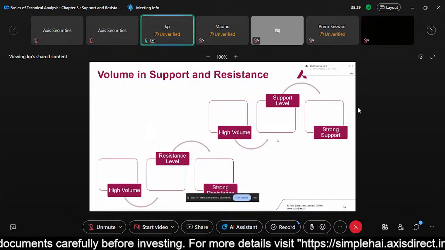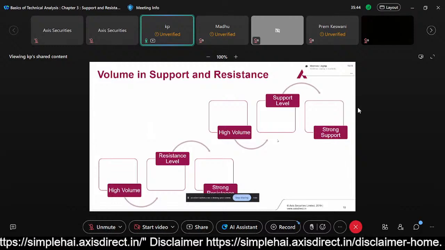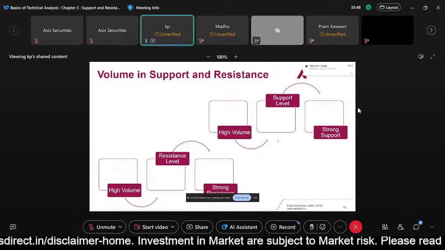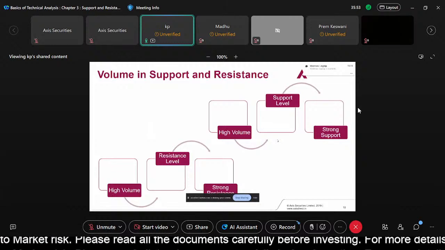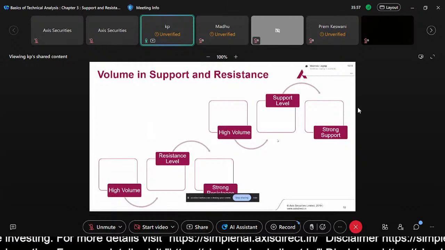Now we come to volumes and support and resistances. At one point you should have an understanding: when I'm talking about support and resistance levels, they mean absolutely nothing unless and until the trend changes or there is a breakout or a breakdown.